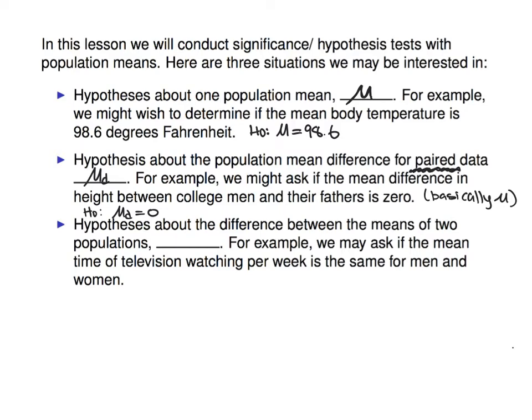We also could discuss the hypotheses about the difference between the means of 2 populations, and that would be mu1 minus mu2. This is when we have 2 separate groups. For example, we might ask if the mean time of television watching per week is the same for men and for women. And the null hypothesis would be that things are the same. So that would be mu1 minus mu2 is equal to 0. That's the same thing as mu1 equals mu2.